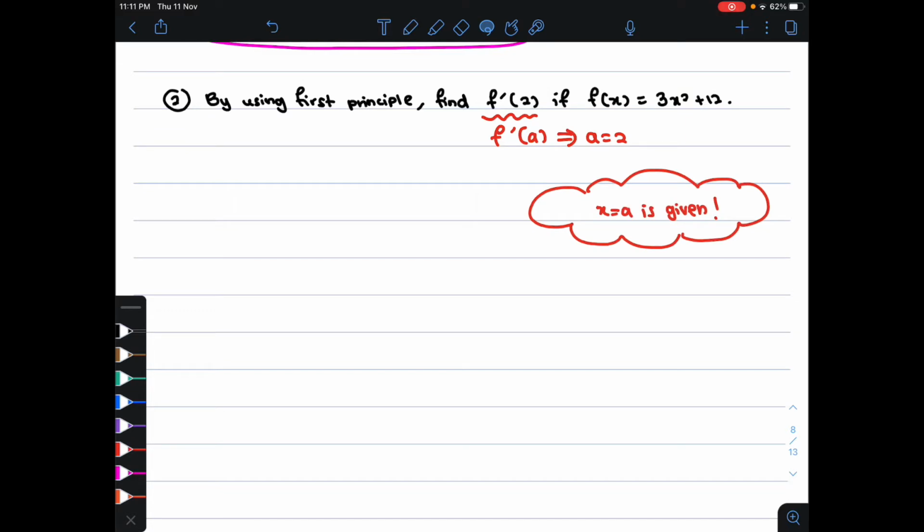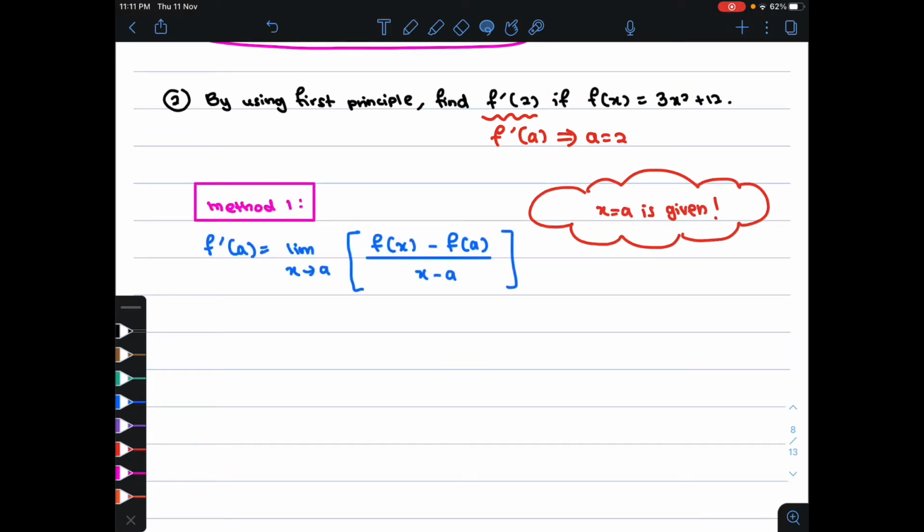So I'll be teaching you how to solve this question using two methods. The first method is by using the second formula of first principle. So recall, for first principle, we have two formulas. If x equal to a is given, use this formula, which is the second one in the first principle. And for this formula, you're gonna need f(x), f(a), and the value of a.